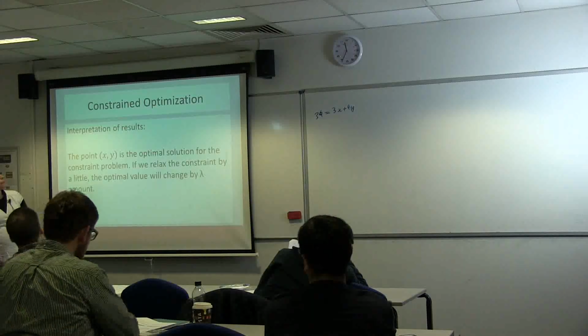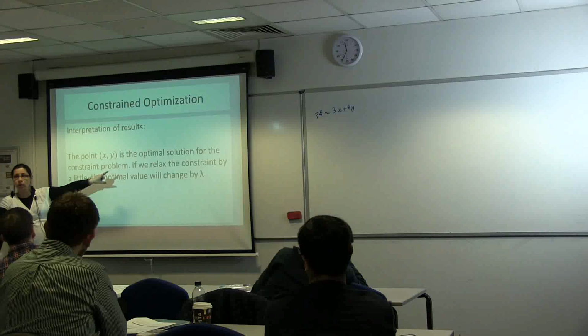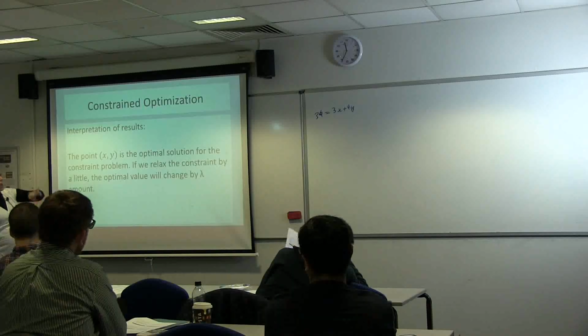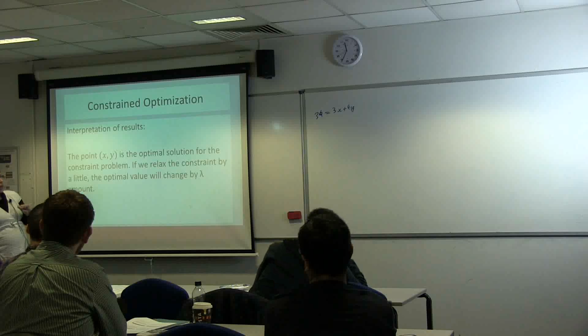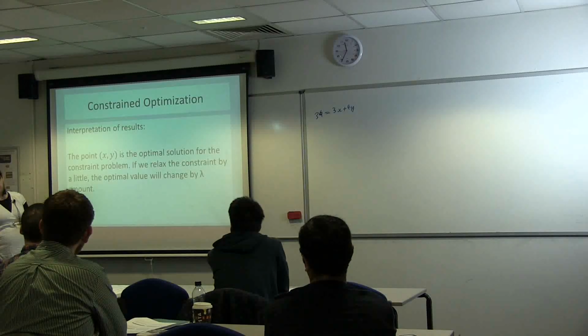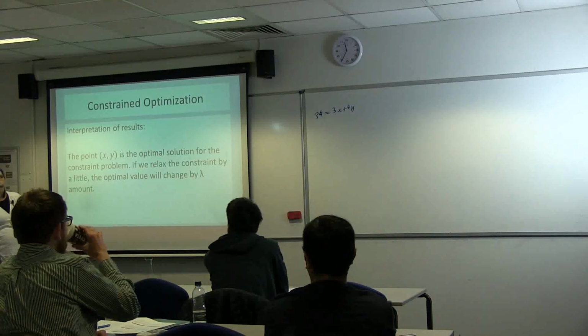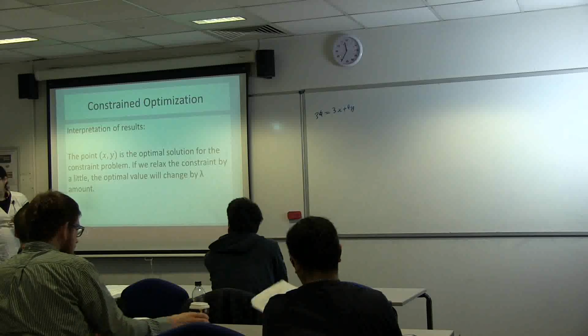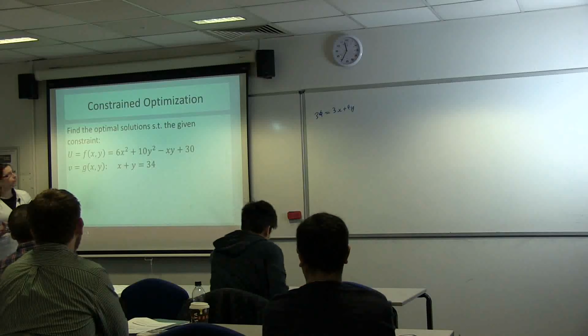Right. So the point x, y is the optimal solution for the constrained optimization. But what is the lambda? Lambda basically tells you that if we relax the constraint by a little, the optimal value will change by lambda. So it's either going to be bigger or smaller depending on the value of lambda, and by how much. Okay, again, these are all in the notes, and I'm pretty sure that Tony has mentioned them enough times. So let's look at the generic question.